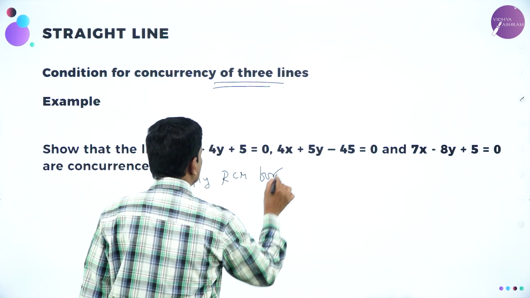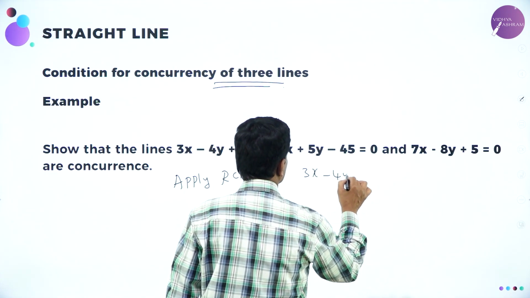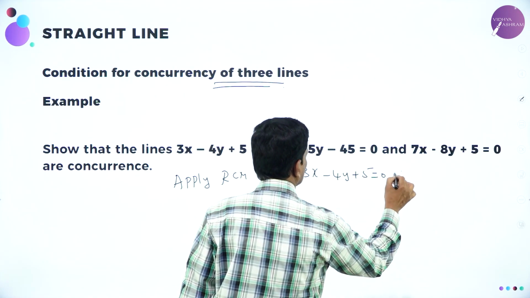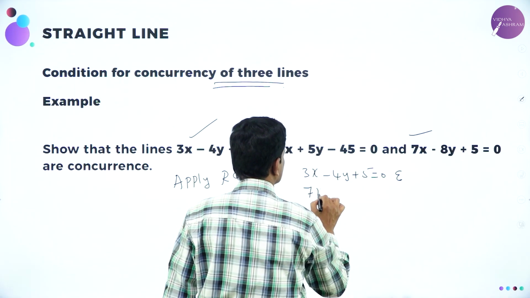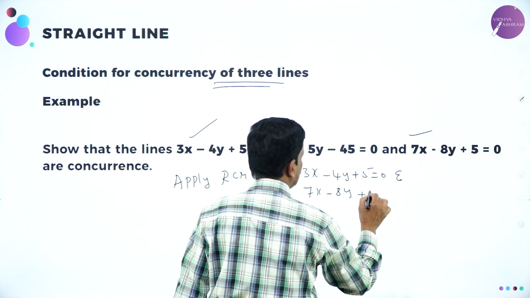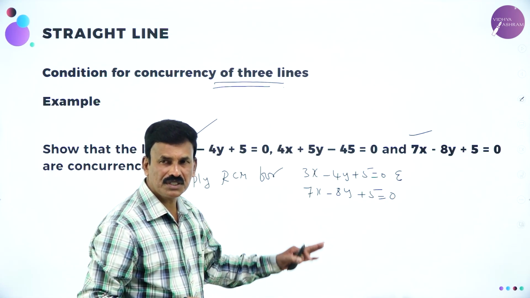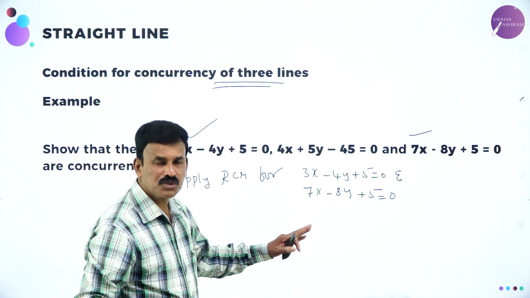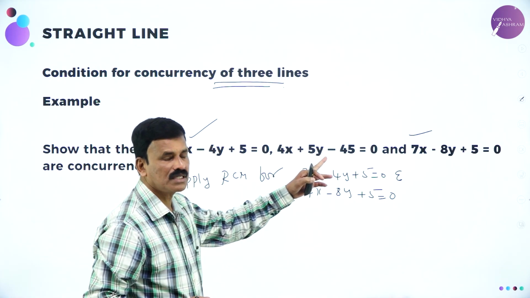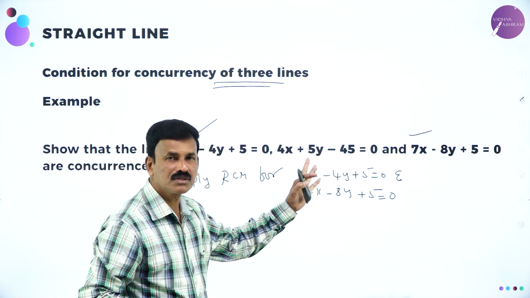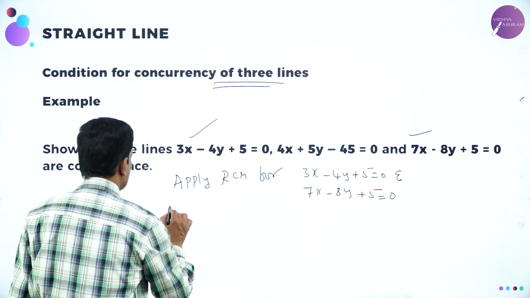RCM for first these two lines, 3x minus 4y plus 5 is equal to 0, first line, and the last line, that is 7x minus 8y plus 5 is equal to 0. Find the point of intersection, point of contact. So, just substitute that point of intersection in the remaining line, 4x plus 5y minus 45 is equal to 0. If it is equal to 0, then the three lines are concurrent. Now, just what is the RCM?